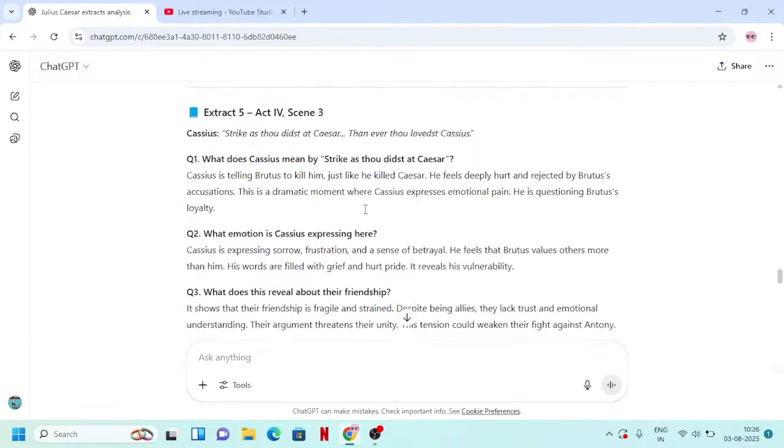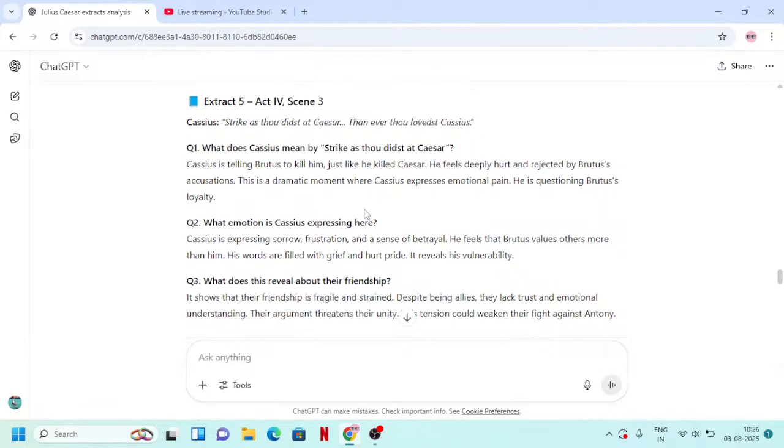Next extract is when Cassius says, strike as thou didst at Caesar, meaning as you killed Caesar, as you struck Caesar, in the same way. Then ever thou lovedest Cassius, meaning loved, simply speaking. What does Cassius mean by strike as thou didst at Caesar? Cassius is telling Brutus to kill him just like he killed Caesar.